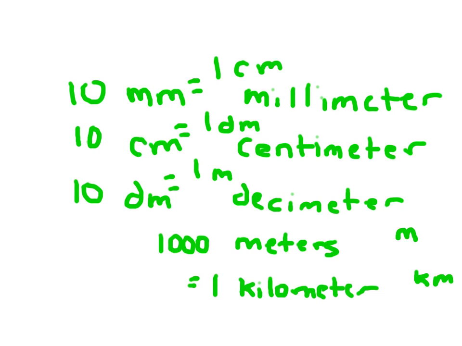Again, smallest, millimeter, then centimeter, then decimeter, then we have meter and kilometer. Each of those related by that factor of 10. That's one of the beauties of the metric system, is that because they're related by that factor of 10, it's very easy to convert from one to another.